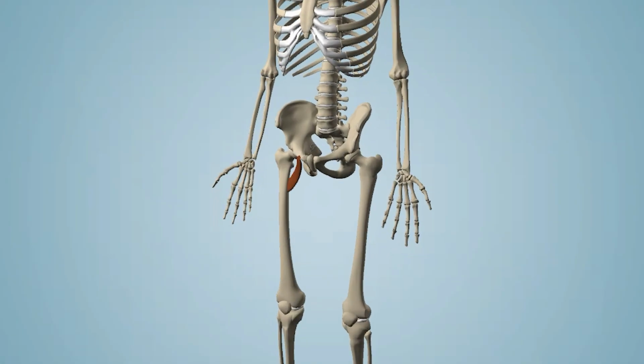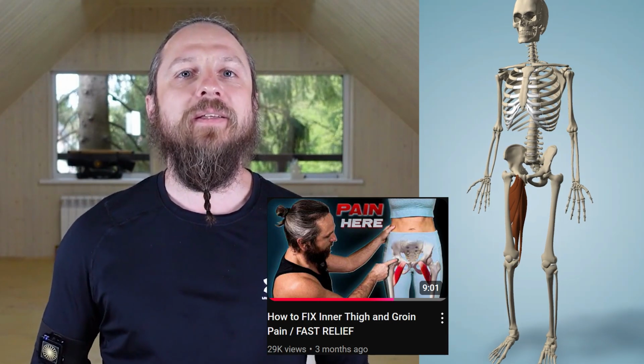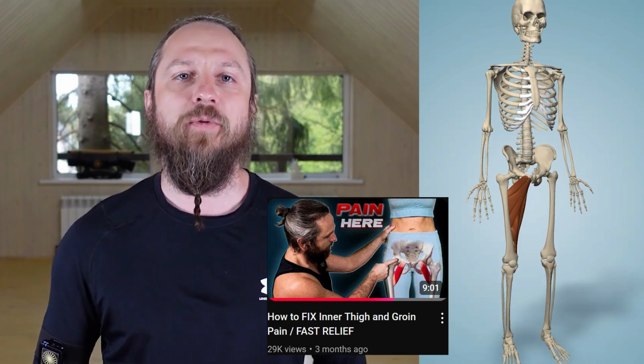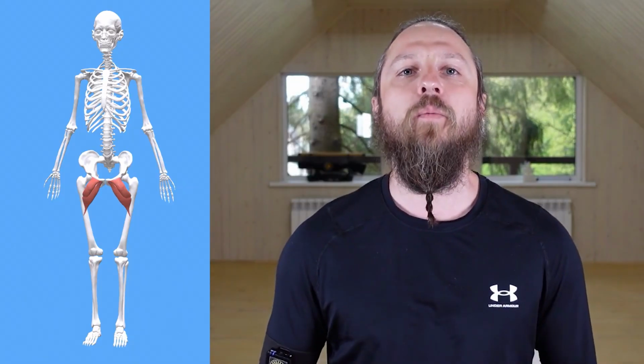The medial group of thigh muscles includes 5 muscles: the Pectineus muscle, the long, short, and large adductor muscles, as well as the Gracilis muscle. I have already discussed the Pectineus muscle in detail in one of the previous videos. You can find the link to it in the description. And in this video, we will examine the other 4 muscles in detail.